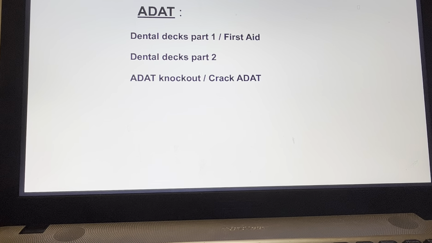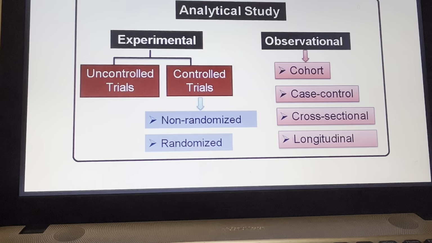So I have just found this a very good thing to start with. So let's start with the studies first. The first thing is the analytical study. It is divided into experimental and observational. In the experimental, it's uncontrolled trials and controlled. In the controlled, it's subdivided into non-randomized and randomized. Whereas in observational, it is cohort, case control, cross-sectional. So remember three C's and longitudinal.